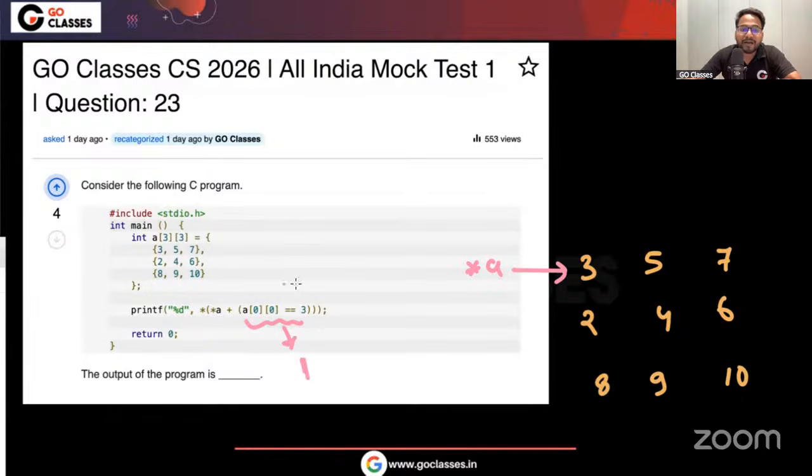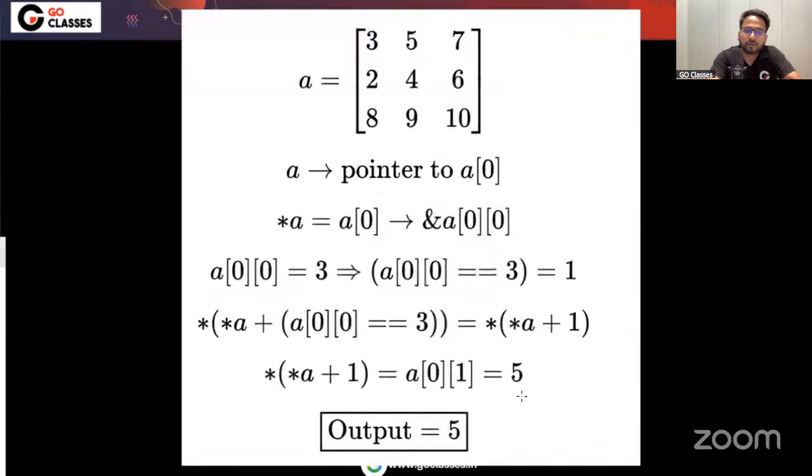So basically star A plus 1. Just take care of the brackets, I think. This is the bracket. So they are saying star A plus 1. It is the same as saying this. Now star A means this. Star A plus 1 will be actually this. And then the moment you put one more star, it will be 2. So the answer is 2.